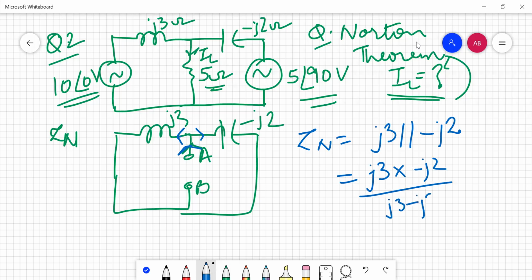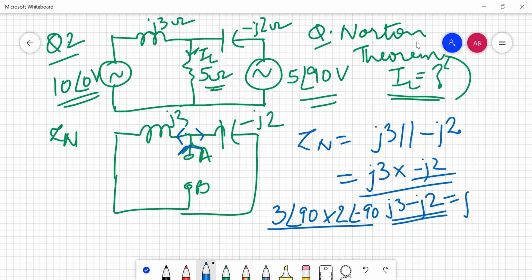So as I already told you, if the real part is not there, you can directly convert it into its polar form. So this becomes 3 angle 90, while this becomes 2 angle minus 90, this minus j2. Divided by j3 minus j2 will be equal to j only. So that becomes equal to 1 angle 90. So this gives me the value of 6 angle 90. That is the value of my Zn.